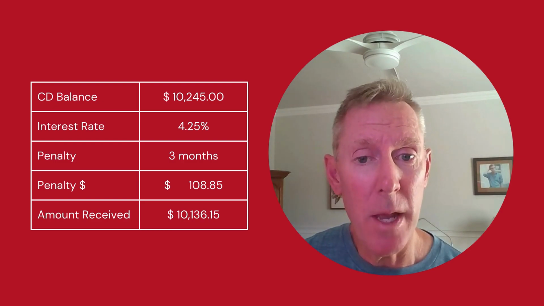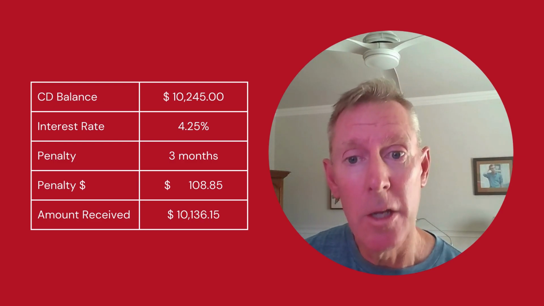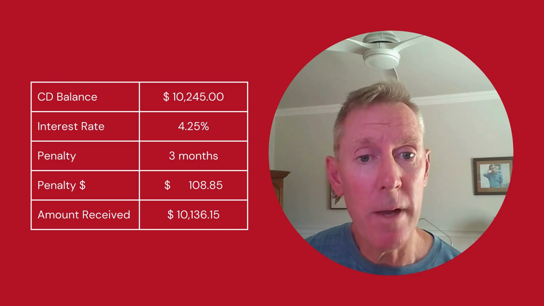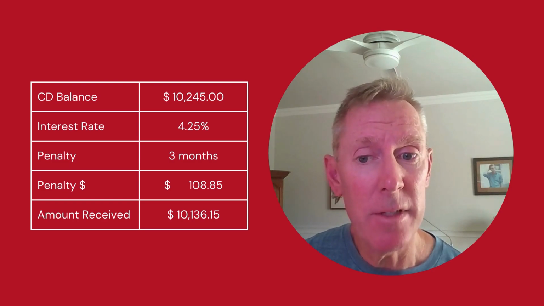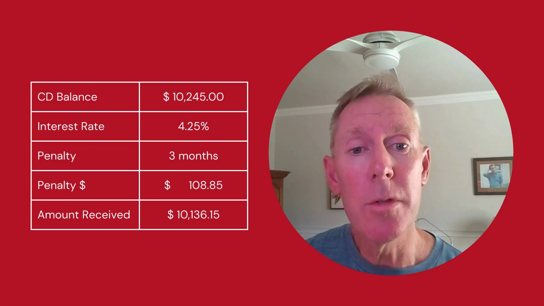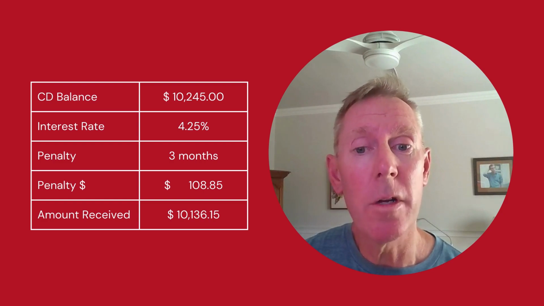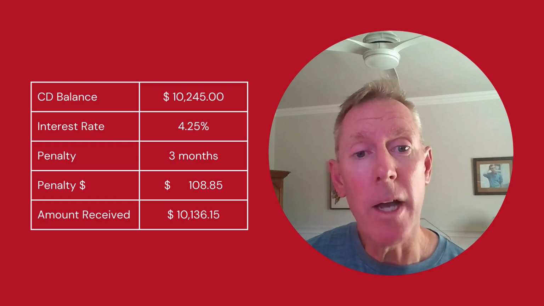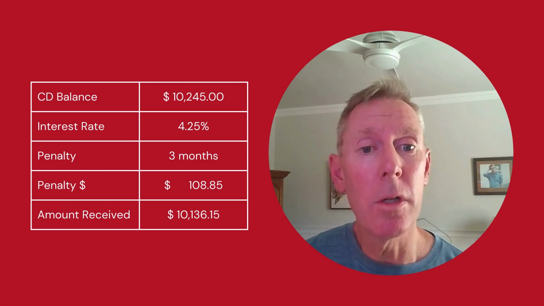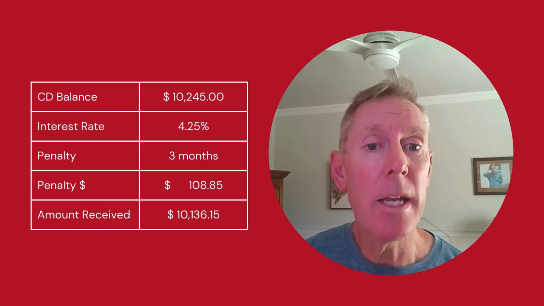I'll get my current balance less the penalty. So $10,245 less $108.55 gives me a closing balance of $10,136.15. Keep in mind, if I close my CD really early in the term of the CD, I could actually lose principal, meaning I could get less money back from the bank than what I initially deposited.